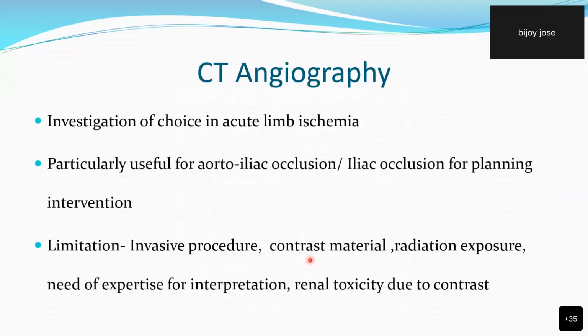CT angiography is the investigation of choice in acute limb ischemia. If we have the liberty to investigate, if we have the time, that means the limb is not that threatened. CT angiography is particularly useful in aorto-iliac or iliac occlusion for planning an intervention. CT will give you the complete picture: what is the level of the occlusion, where is the reformation, and what is the status of the distal runoff vessels. So CT will be very important in planning.